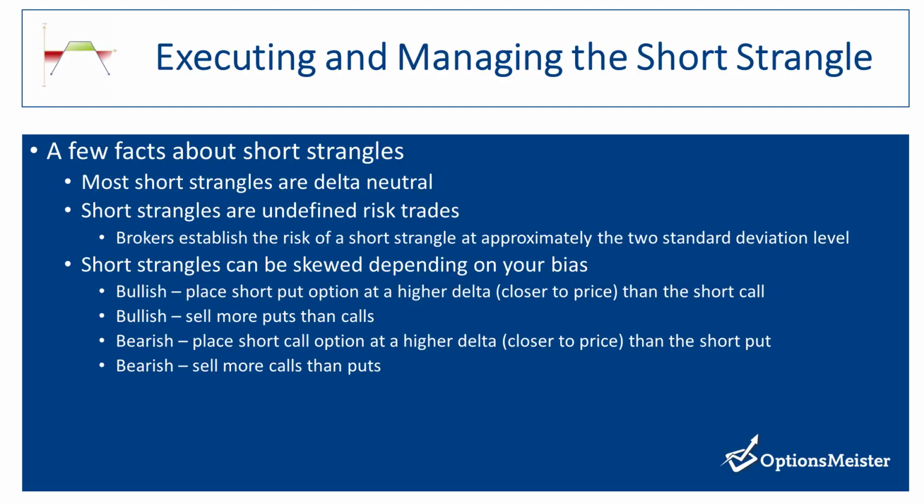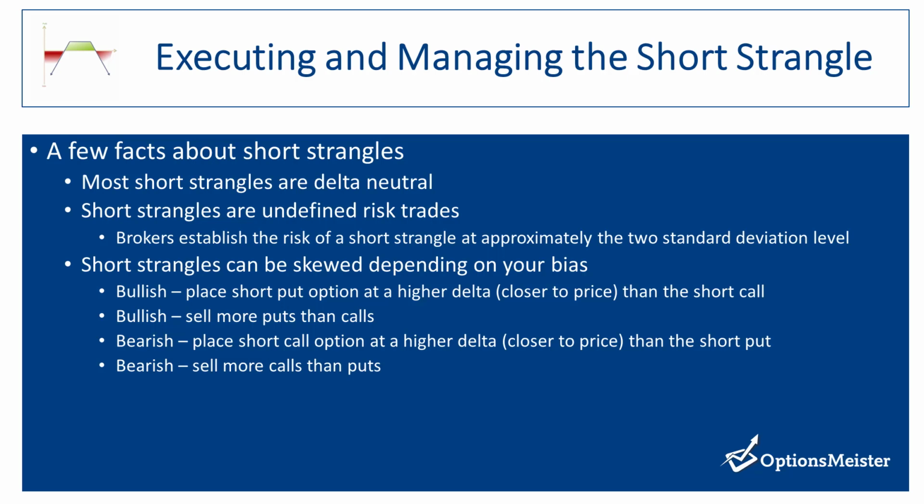A few facts about short strangles. Most short strangles are delta neutral. Short strangles are undefined risk trades. Brokers establish the risk of a short strangle, for buying power reduction purposes, at approximately the 2 standard deviation level. Depending on your bias, short strangles can be skewed either by delta, or by the amount of premium collected on the short call versus the short put, in this manner.